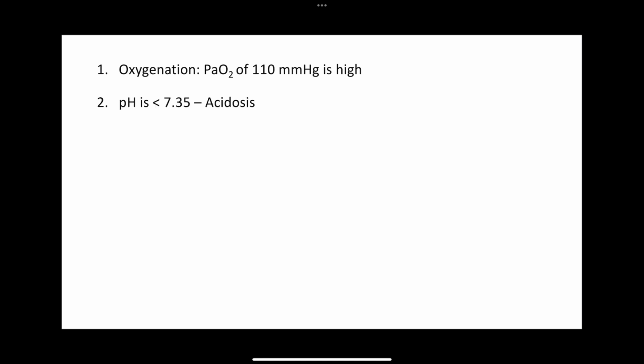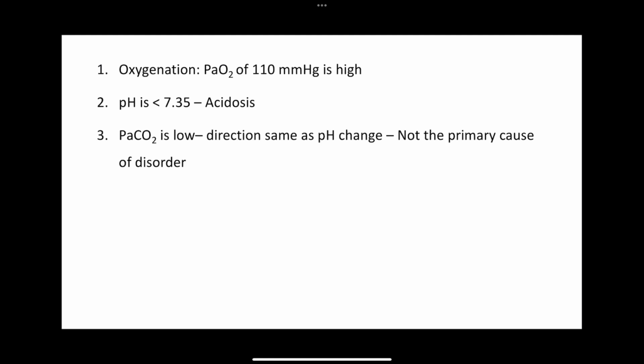So the oxygenation PaO2 is 110 millimeter of mercury, which is high. It may be because of hyperventilation. pH is low, less than 7.35, so it is acidosis. Now we'll have to look at the PaCO2 to assess if this is contributing to the acidosis. So PaCO2 is low, in the same direction as the pH change, indicating that it is not the primary cause of the disorder. In fact, with this low CO2, we could expect an alkalosis.